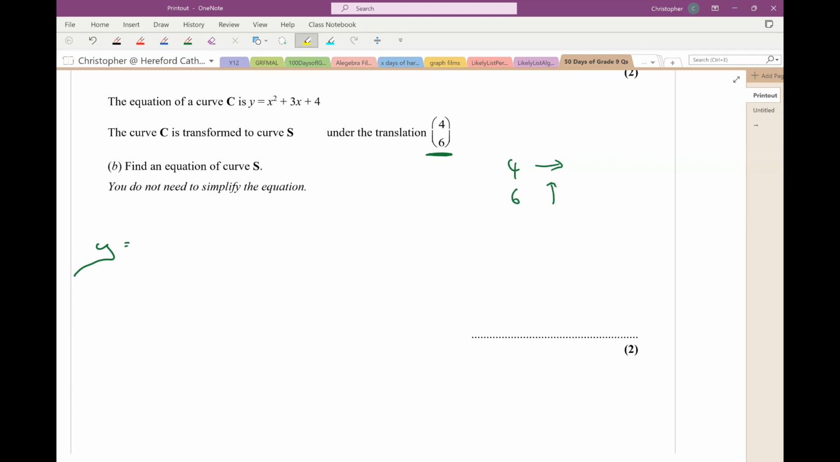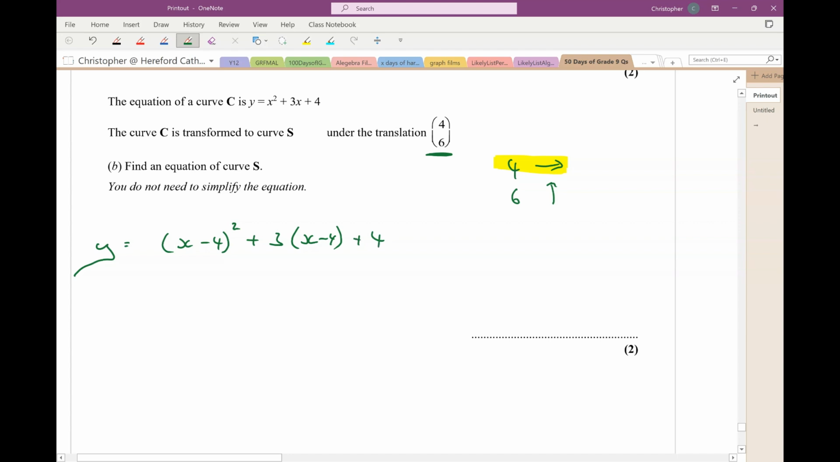Well, the horizontal movement is 4 to the right. So you'd have thought it was plus 4, but it's a horizontal movement, so it goes inside the bracket, so it goes the wrong way. So it's not going to be x squared anymore. It's going to be (x minus 4) squared plus 3 times (x minus 4) plus 4.